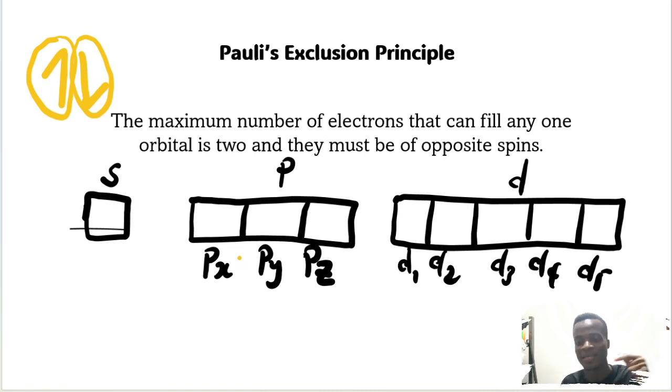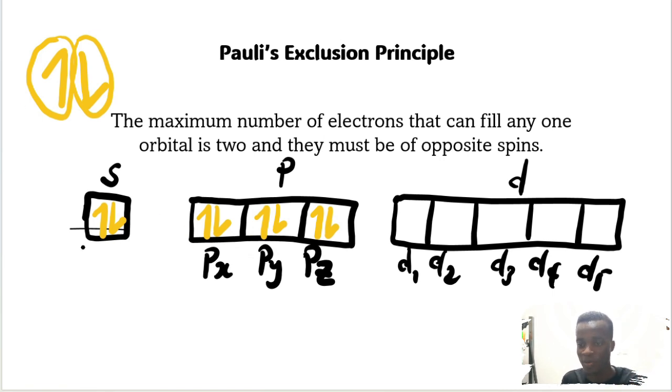And the electrons in that box should be of opposite spins. So if you are referring to the s orbital, the maximum number of electrons is two, and they must be of opposite spins. This one too should be of opposite spins, this one too, this one too. But the maximum number is what?